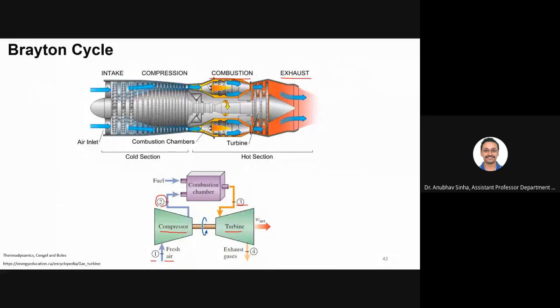Now this is at a higher energy level, so more work is done by the system on this turbine. That energy is actually used to run this compressor. And finally, it goes out as exhaust, and that is what keeps the engine running.